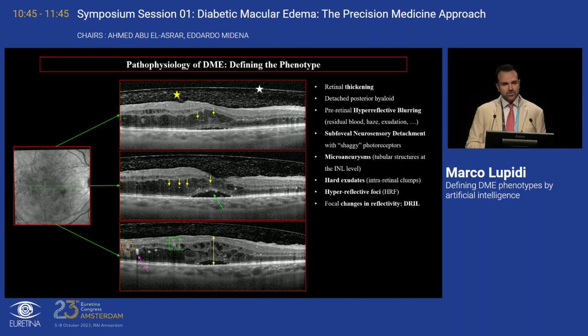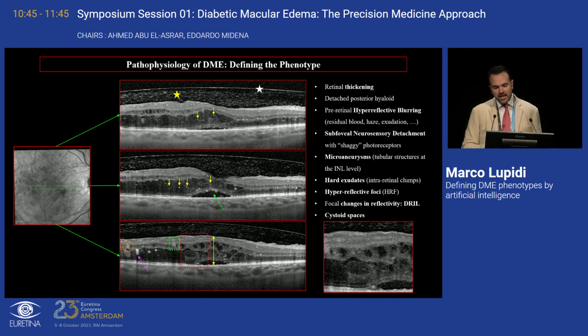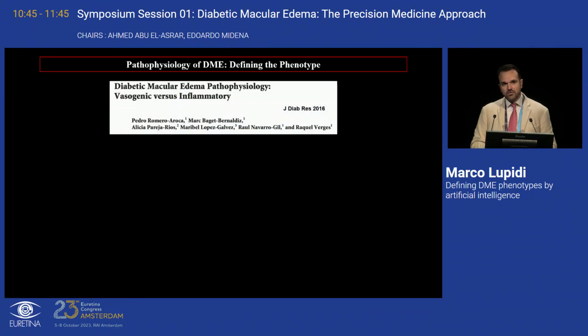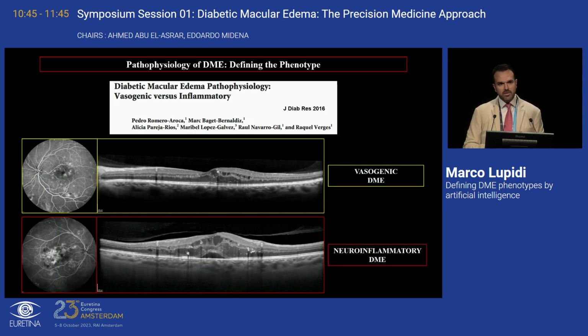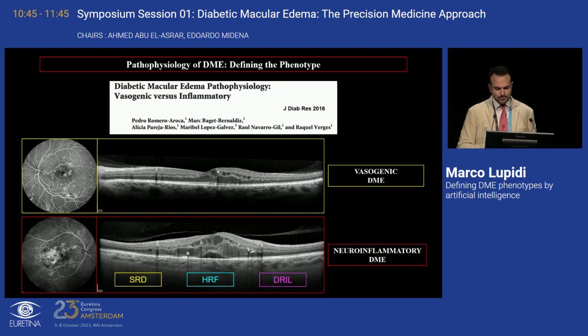And then we start to evaluate the focal changes of the inner retina reflectivity, like DRIL, or the cystoid spaces that may differ for extension, localization, and also level of reflectivity. On this base, several clinicians tried to classify different diabetic macular edema as predominantly vasogenic or neuroinflammatory macular edema, by associating to the latter the subretinal neurosensory detachment, a higher number of hyperreflective foci, or DRIL.